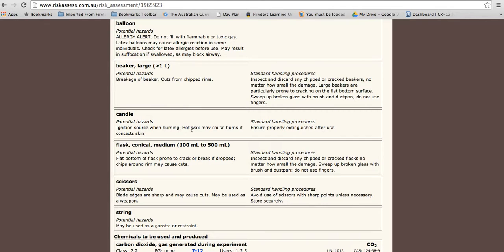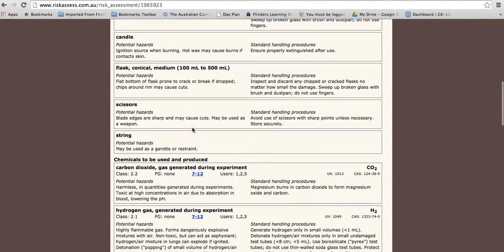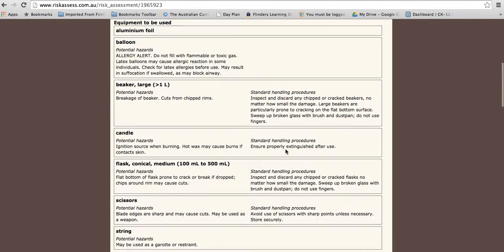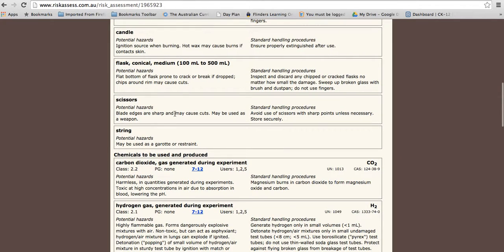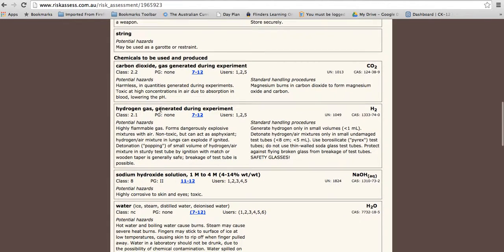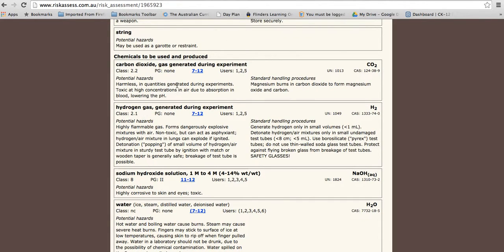Candle, okay. Once again, it's talking about the fact it's an ignition source when burning. Hot wax, there's a heat source, so be careful with it. And over here, you'll notice the standard handling procedures are also mentioned. So make sure you're following those. As you'll notice, things like scissors may be used as a weapon. That might sound silly, but for some classes, you would have to consider that as part of your risk assessment. If we look through my chemicals produced, also pretty important, I'm having a look through. Carbon dioxide, as it says, harmless in the amounts we're going to be generating. So it's not probably a factor we need to consider too much.